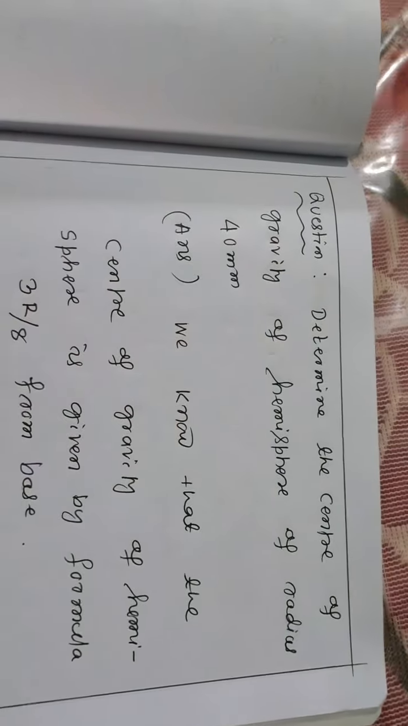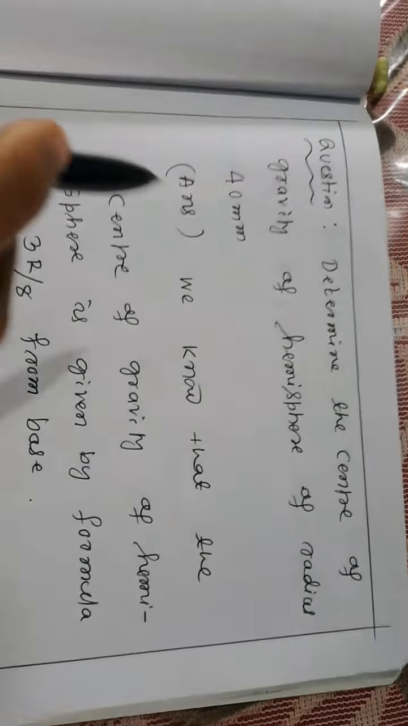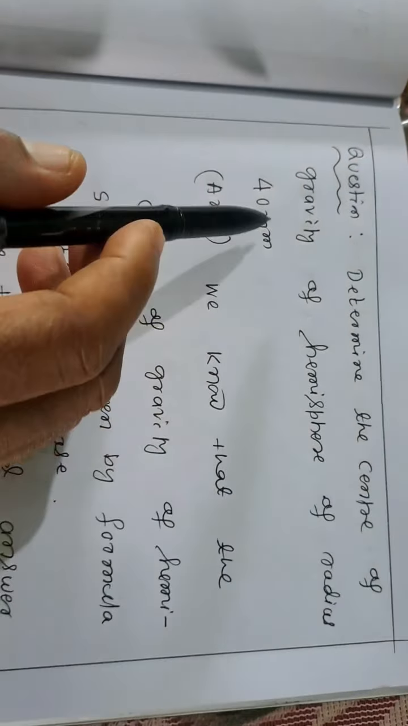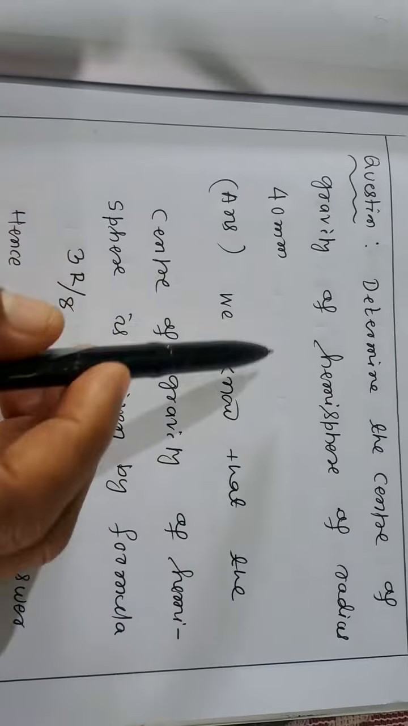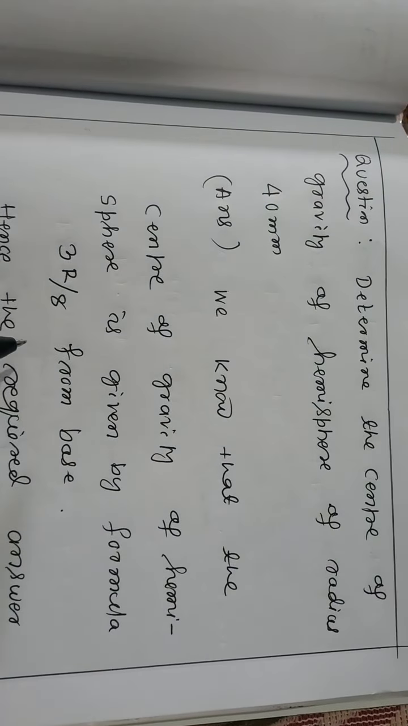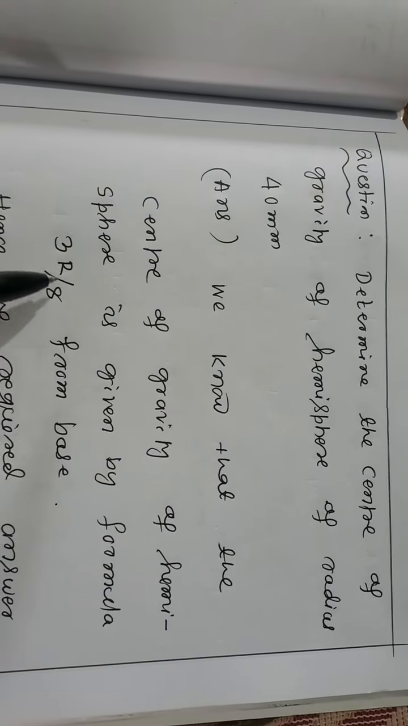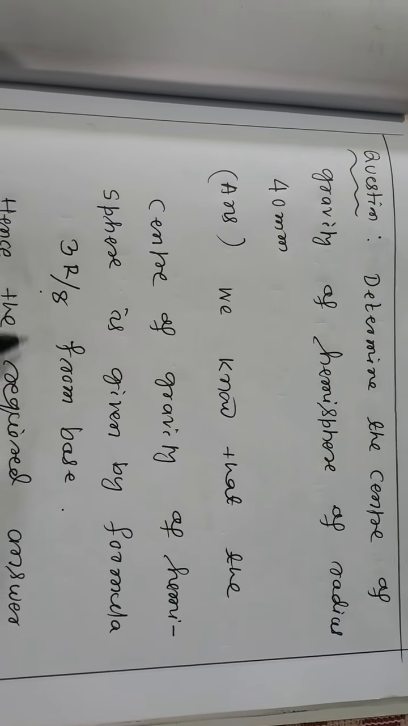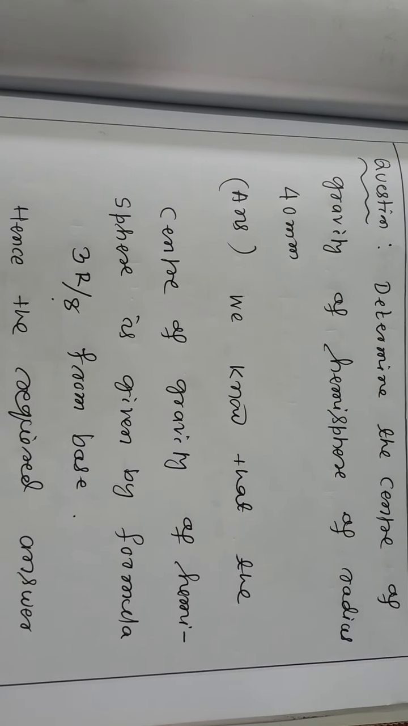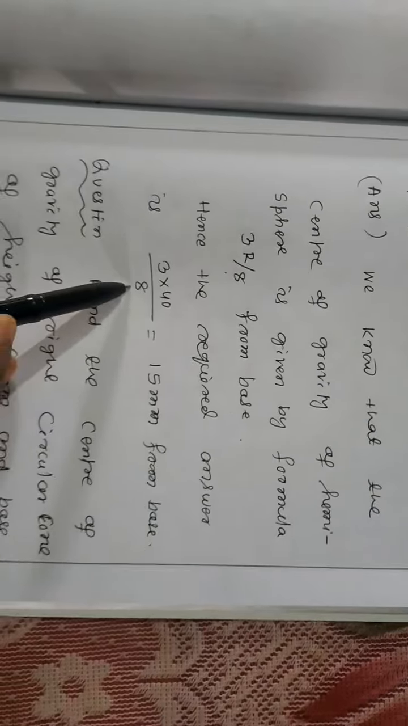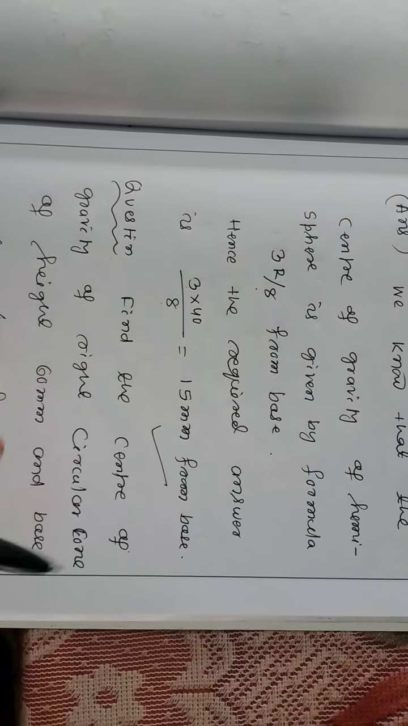Now, this question is very important. Determine the center of gravity of hemisphere of radius 40. You know that center of gravity of hemisphere is equal to 3r by 8. Putting the value of r, we have 3 into 40 divided by 8, that is 15 mm from the base.